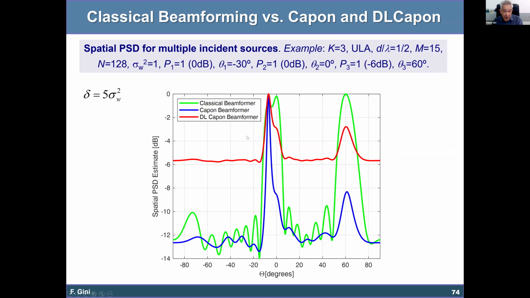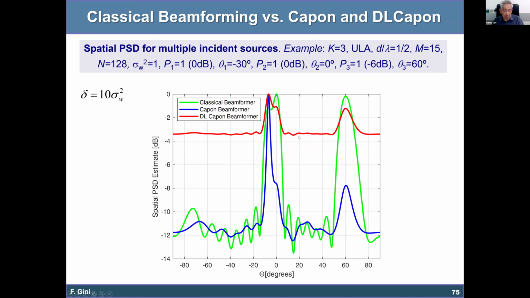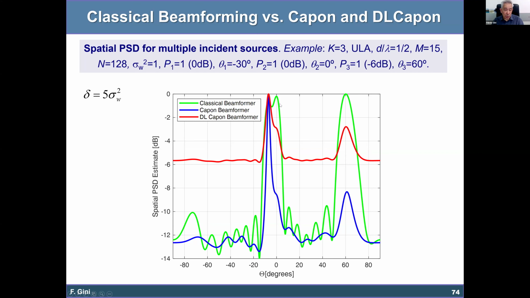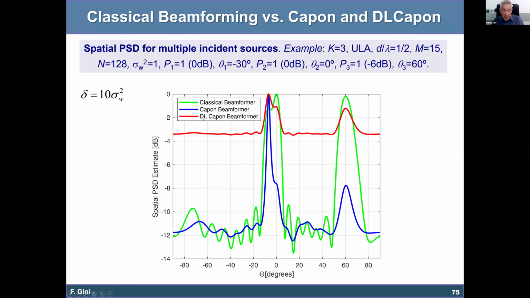Diagonal loading with this loading factor, which is a trade-off between the two, does not work well. But if you increase the loading, things work a bit better. If you increase further, I think we should be able to see 3 peaks. So in this scenario, where the sources are strongly correlated, diagonal loading Capon performs a bit better than Capon.